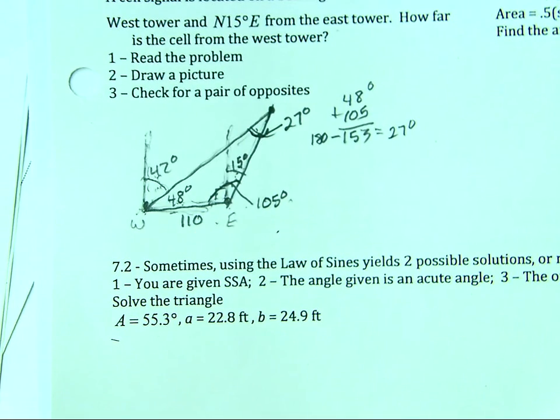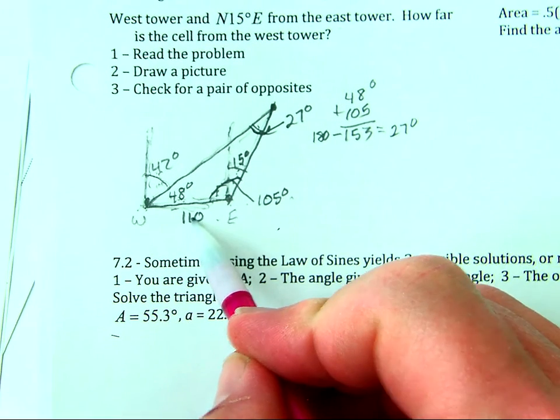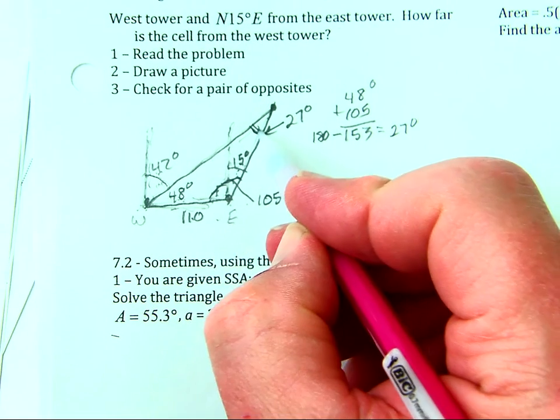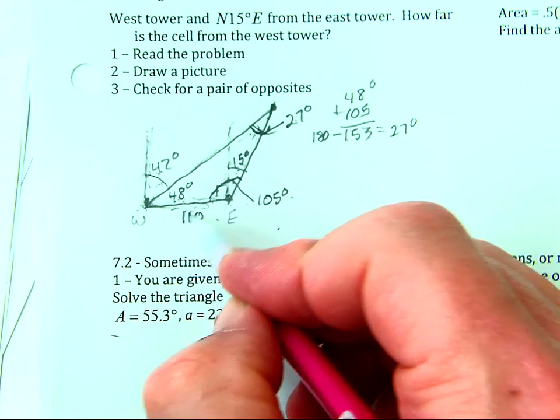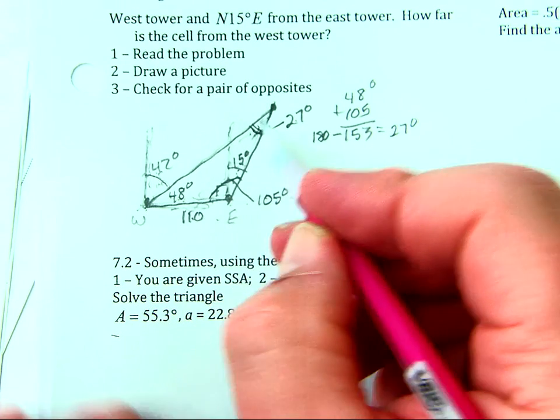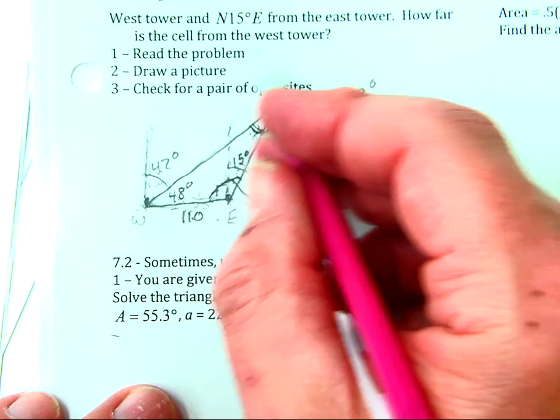Okay. Now, to use the law of sines, again, we need a pair of opposites. Well, if you look here, we only know this side, 110. Well, its opposite angle is this one up here, and we know it's 27. So there's our pair, 110 and 27 degrees. So that's our pair. So now, we want to find how far is the cell from the west tower.